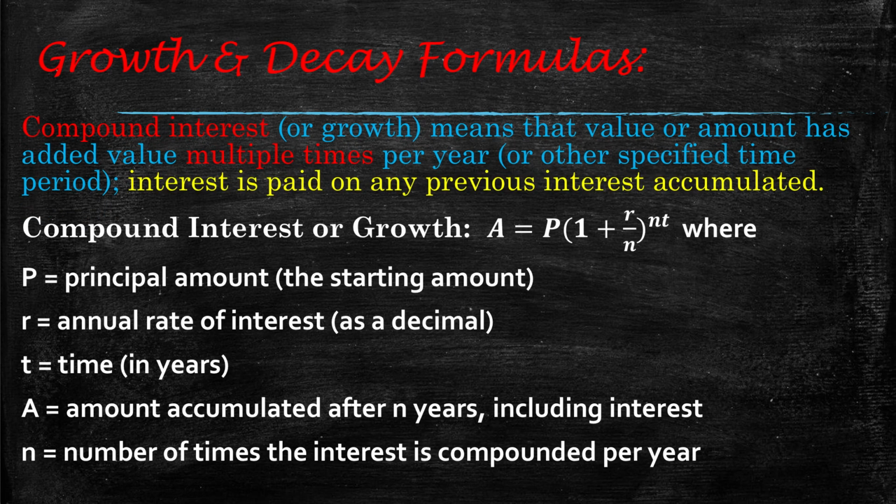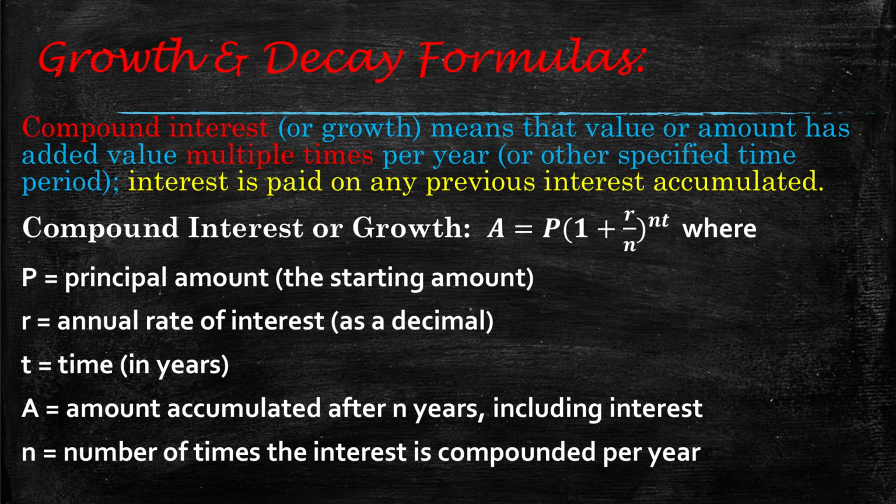Then we're going to have another situation that's called compound interest. This means that the value or amount has added value multiple times per year. The interest is paid on any previous interest accumulated. And so here's the formula for that. It's going to be A equals P times 1 plus R over N to the NT power.